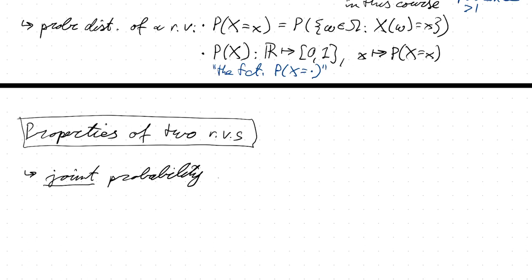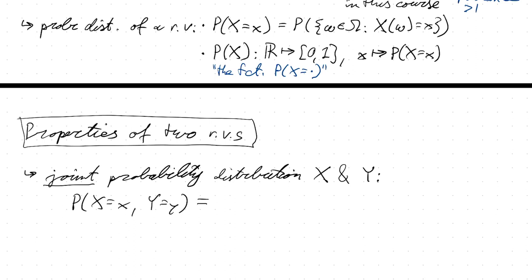So the joint probability distribution of, let's say, 2 random variables x and y is denoted as p of x equals x, comma y equals y, and that is, as you would expect, just the probability of the event of all states in the sample space that satisfy the property that both x takes the value lowercase x, and the random variable y takes the value lowercase y.